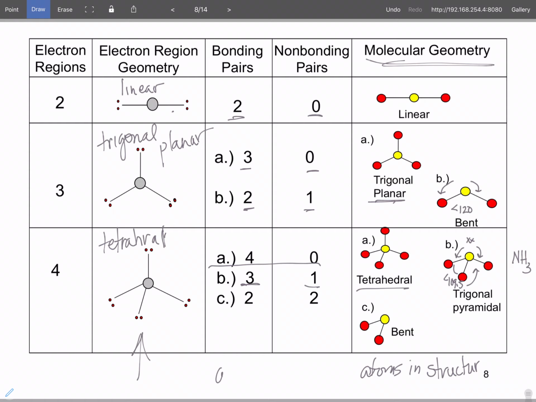If you have 2 bonding and 2 non-bonding pairs, water, then you have a bent, because you don't see the lone pairs. And so this angle here is going to be much less than 109.5 because you have not 1 pair but 2 pairs pushing.